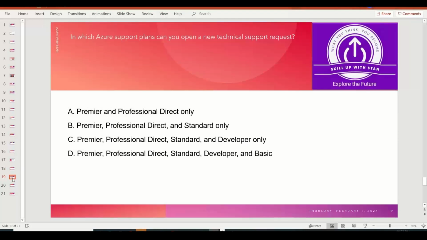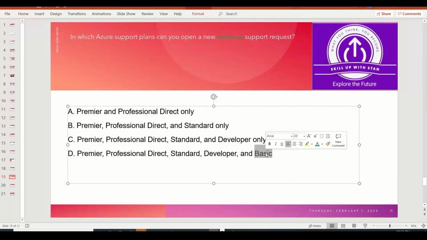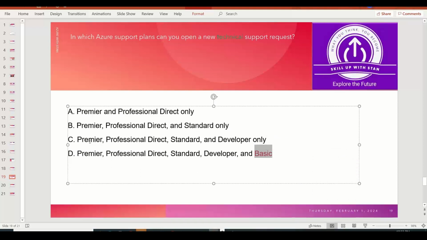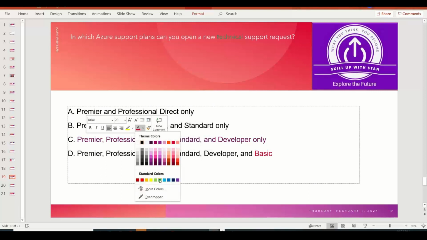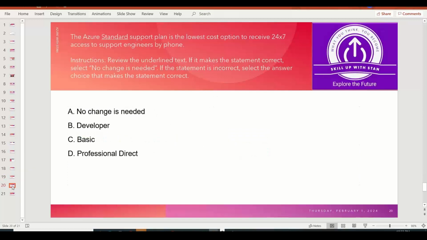Okay, in which Azure support plan can you open a new technical support request? You cannot raise a technical support request in basic. So wherever the answer has basic, you should not choose that. Whereas the rest of the plans, the premier, which is the unified plan now, earlier it used to be called premier, now people call it unified, and it is generally called the enterprise agreement plan. And professional direct, standard, developer, all these plans allow a technical support request, we can go and raise it. So the answer should be the one where except basic, all the other plans give you the new technical support request raising option. Okay, let's go with the next question.